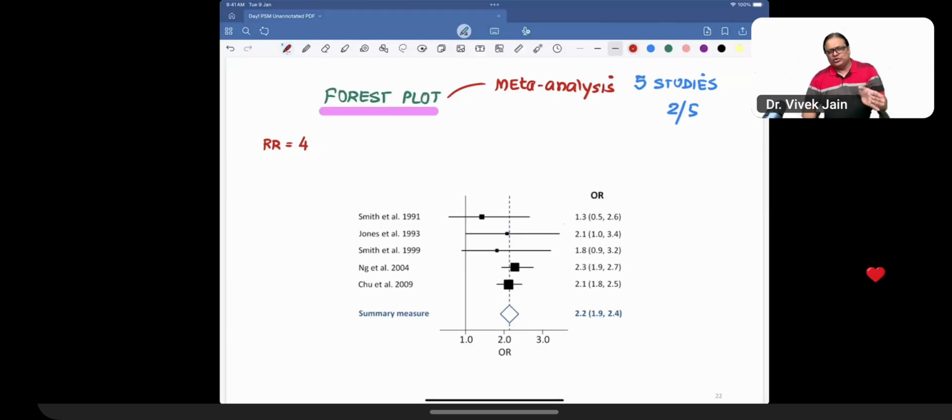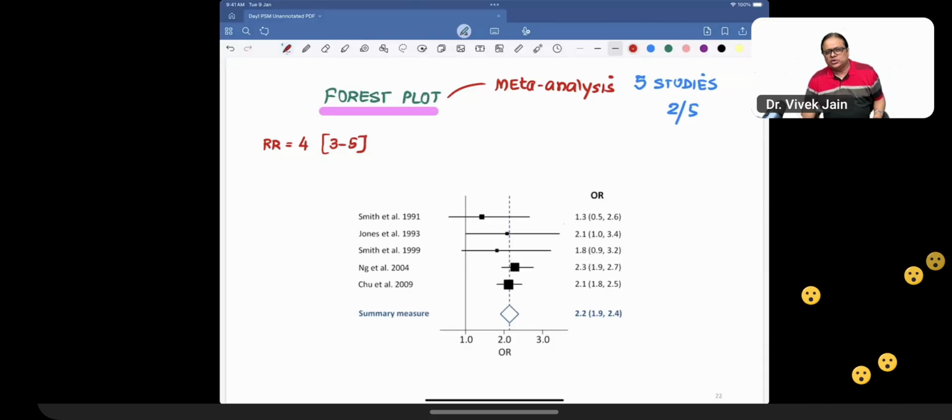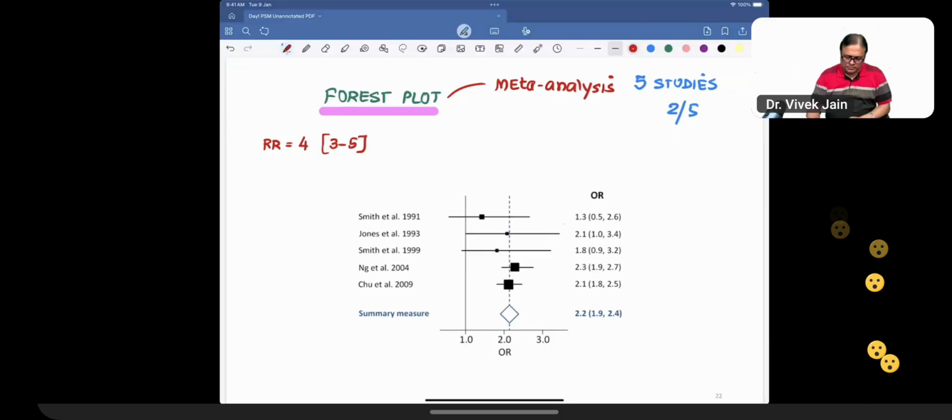Yes, smokers have 4 times higher chance of lung cancer as compared to non-smokers. Suppose its confidence interval is 3 to 5. What is its interpretation? If its confidence interval is 3 to 5, you have calculated 4, but it actually lies between 3 to 5. It may be 3 also, it may be 5 also.